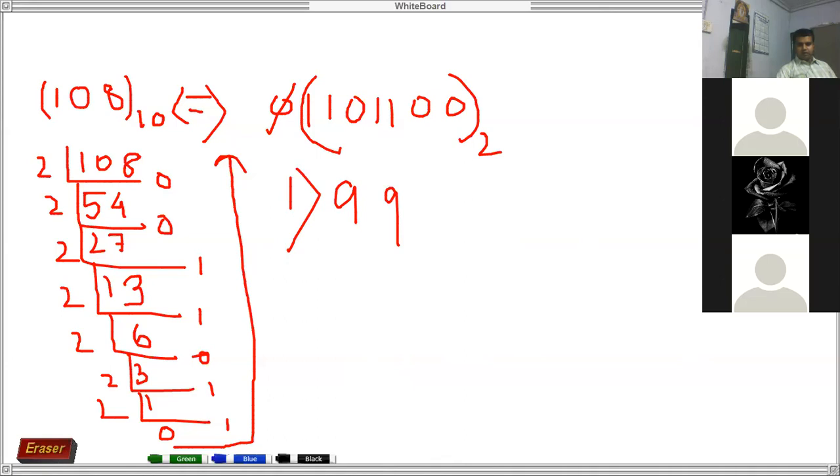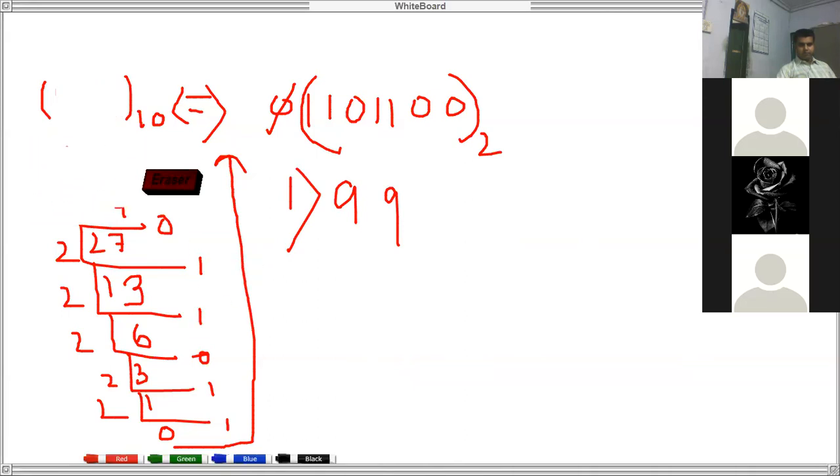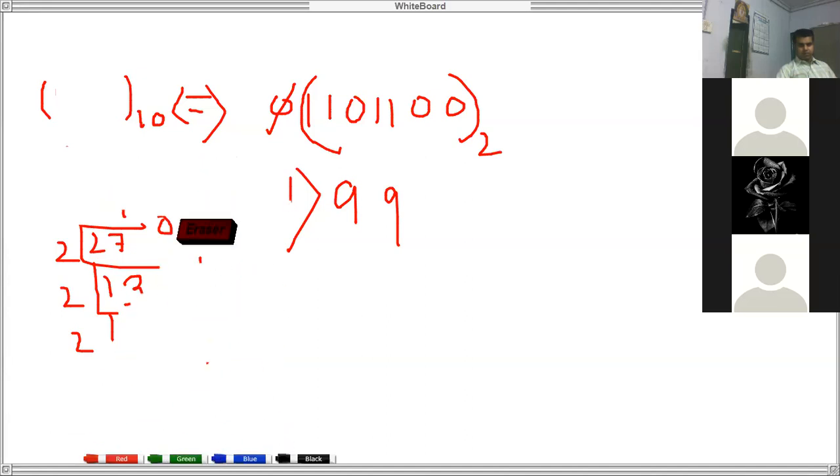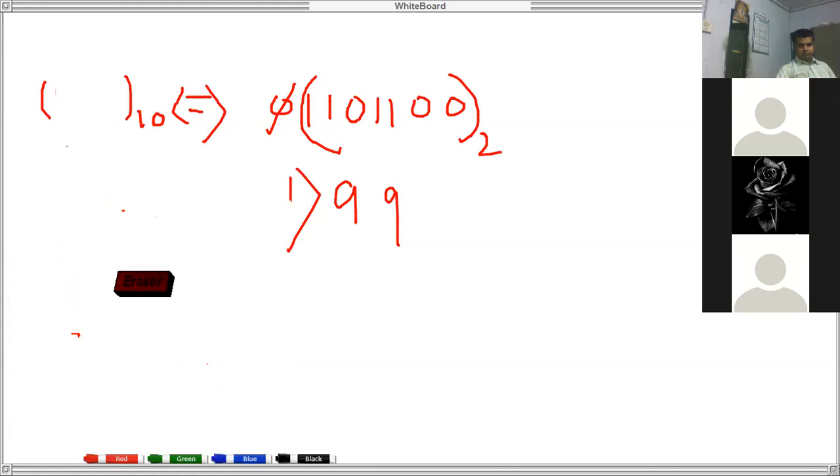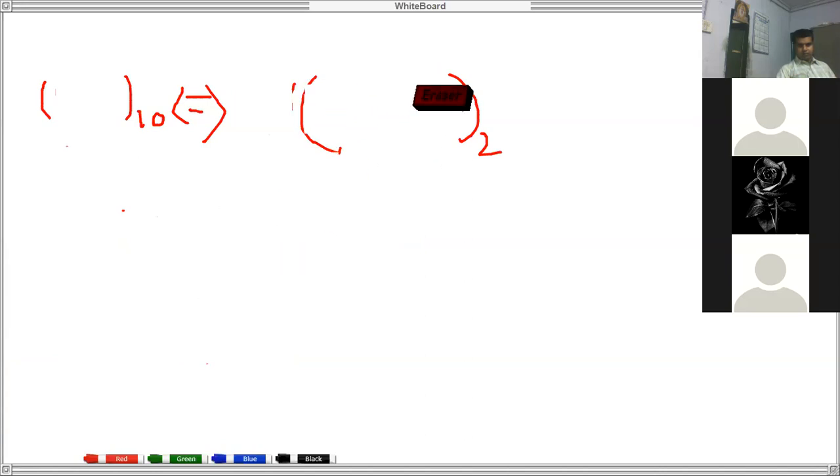2 9s are 18. Remainder 1. 2 2s are 4. 2 3s are 6. Don't rush. Remainder 1. Remainder 0. Remainder 0. 2 1s are 2. Remainder 1. Sir, got the answer. Okay.